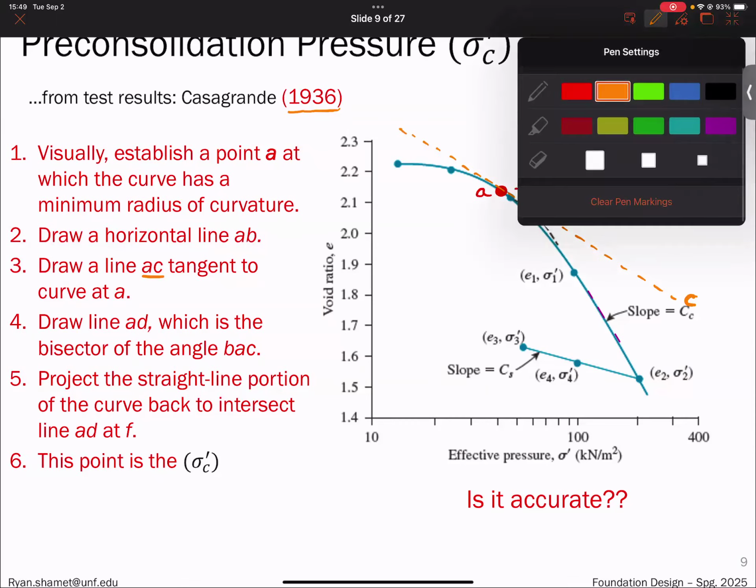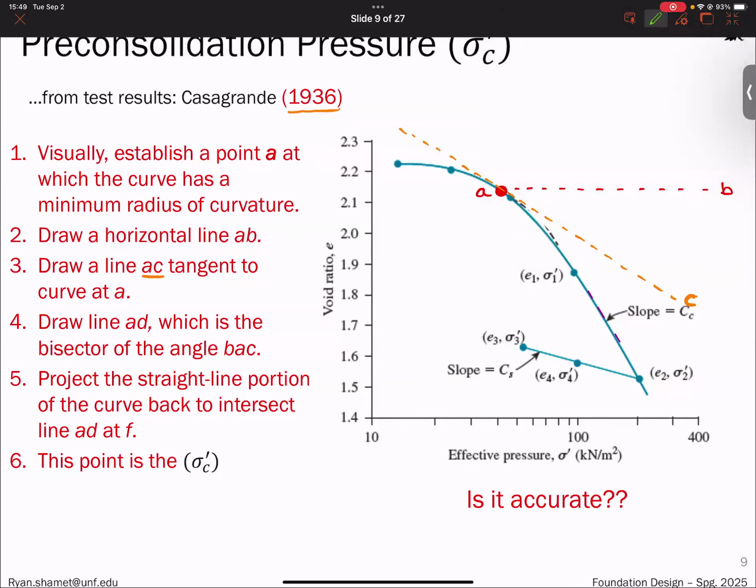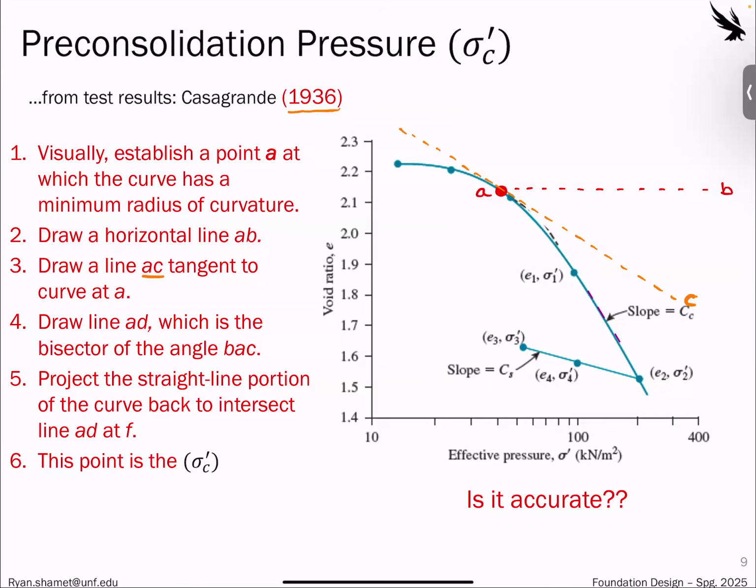Then, just to make sure everybody in the alphabet is happy, we're going to draw a line and call this line AD, which is the bisector of the angle between B, A, and C. So what we do is we take this angle and we're going to try to split it in half.